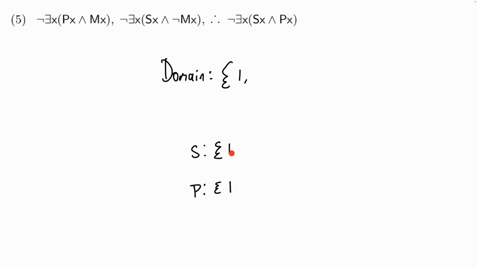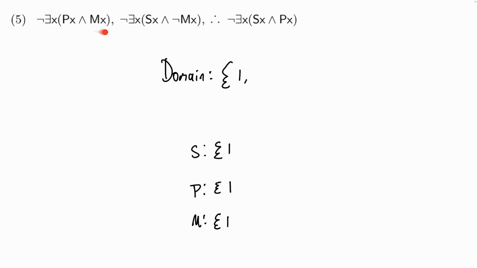So here we have 1 in the extension of s. We put 1 in the extension of s and p so that we could make something both s and p to make the conclusion false. So now to make this premise true, we have to put anything that's in the extension of s in the extension of m. So m has to have 1 in its extension. And now we've made this true so far.